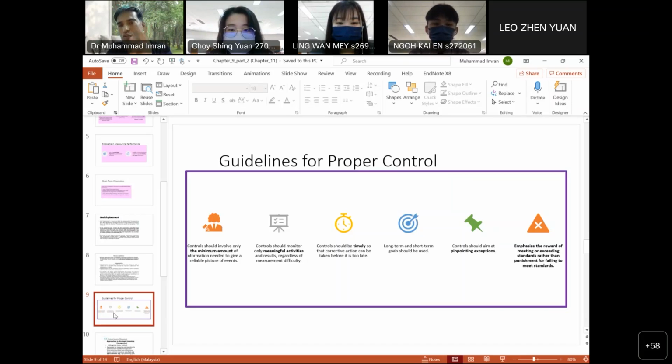Long term and short term should go for both. Don't go for only one, maybe long term and short term. No, go for both. Emphasize the reward. Yes, reward is important, but it should be given to the relevant person who is performing well.